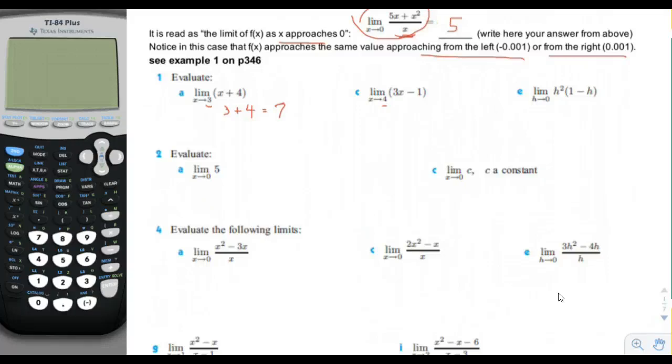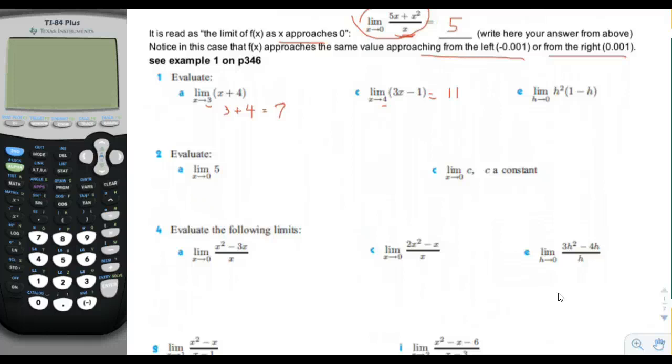So as x approaches 4, then I'm going to get 3 times 4, which is 12, minus 1, which is 11. Okay? If I put in 3.9999, I would get something very close to 11. If I put 4.00001, I would get something very close to 11 also. Okay?